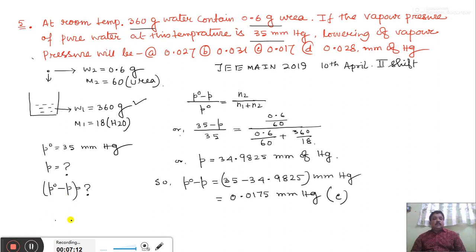Now we know (P0 minus P) by P0 is equal to N2 by (N1 plus N2). Putting in the values, we get the value of P as 34.9825. So the lowering of vapor pressure will be 0.0175 mm of Hg. So option C is the correct one.